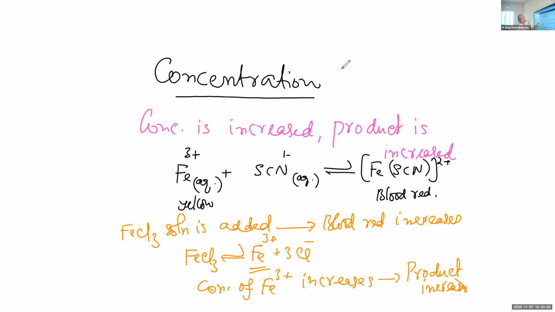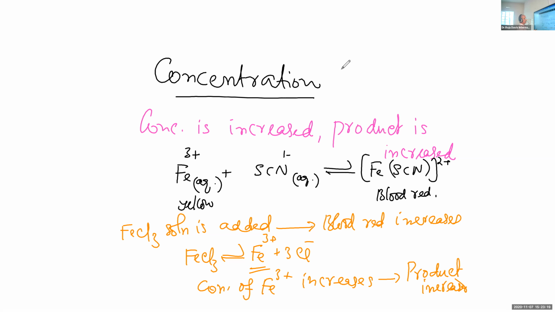A change in concentration of the reactant is done by us. And the increase in concentration of the product, that is done by the equilibrium itself. We are changing the concentration of the reactant Fe3+, and that change is nullified by increasing the concentration of the product, that is the FeSCN2+ complex. And so the forward reaction increases, the blood red coloration increases.